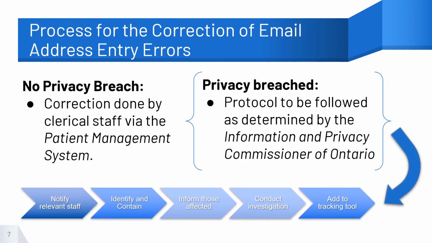Let's walk through how to manage a privacy breach according to the Information and Privacy Commissioner of Ontario, or IPC. First, notify relevant staff, including the Privacy Office and IPC if needed. Next, identify the scope of the breach and contain it. Then notify those affected. Conduct an investigation and add to the privacy breach tracking tool used for reporting to IPC.